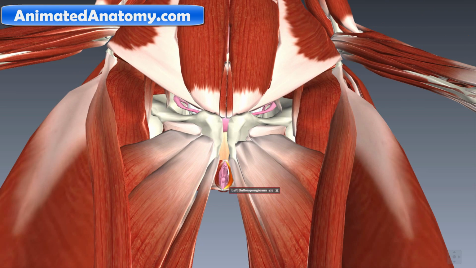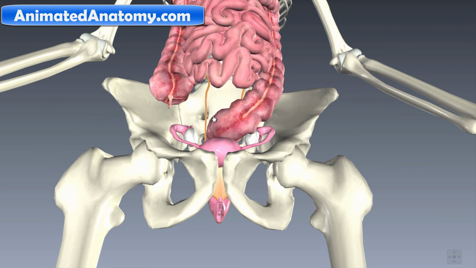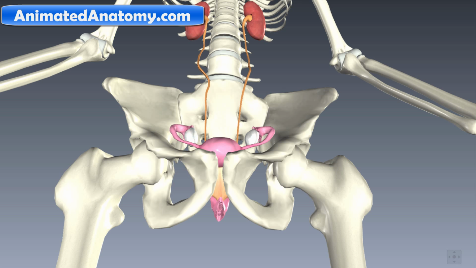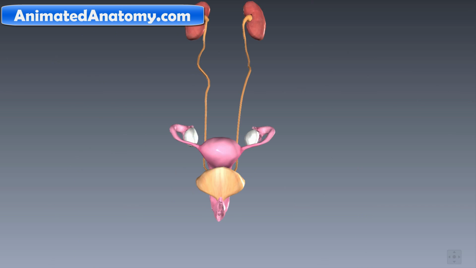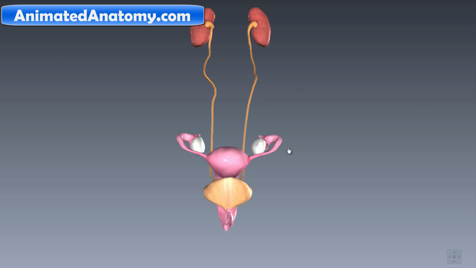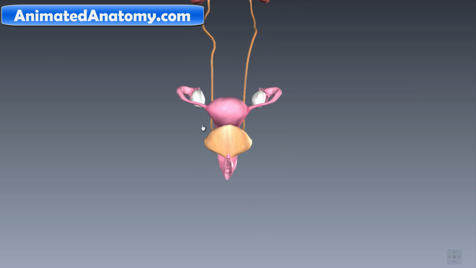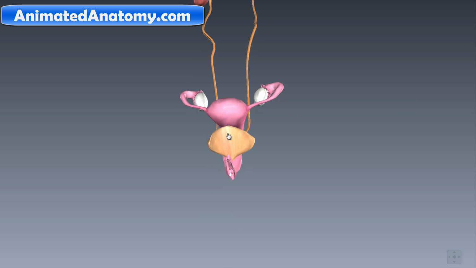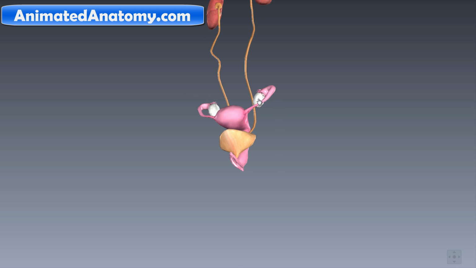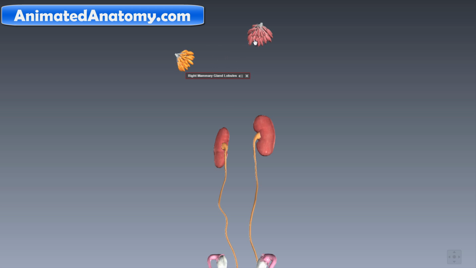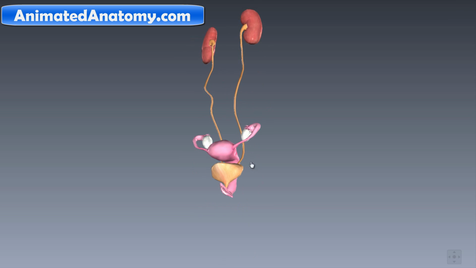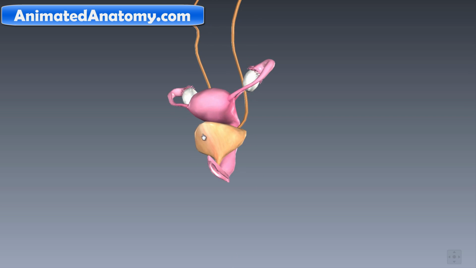Now, if we remove the muscular system, we should remove the digestive system. Well, we might just as well remove the skeletal system. Here we see some organs. And let's start by explaining the reproductive organs. In reproductive organs, we include the breasts as well, but in this case, we're talking about the lower organs.